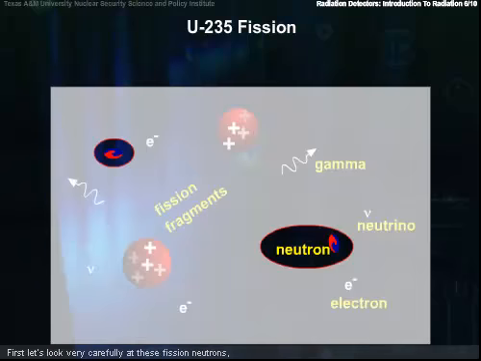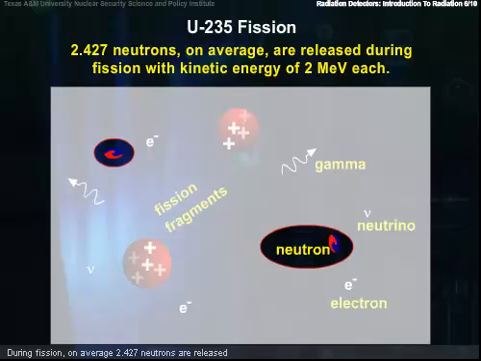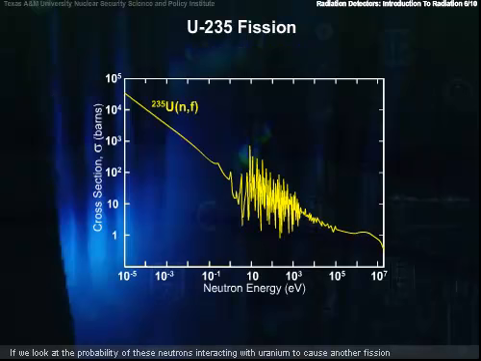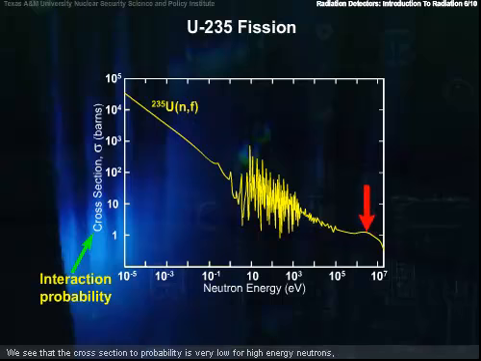First, let's look very carefully at these fission neutrons, because it is they who keep things going in the chain reaction. During fission, on average, 2.427 neutrons are released, with a kinetic energy of about 2 MeV each. If we look at the probability of these neutrons interacting with uranium to cause another fission, we see that the cross-section or probability is very low for high-energy neutrons and increases dramatically for low-energy neutrons.